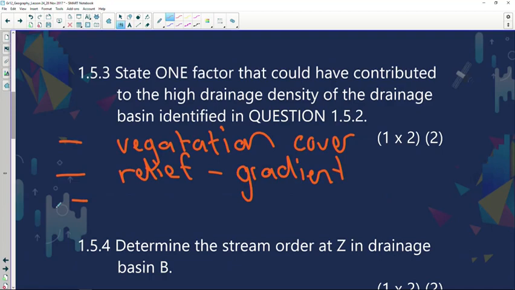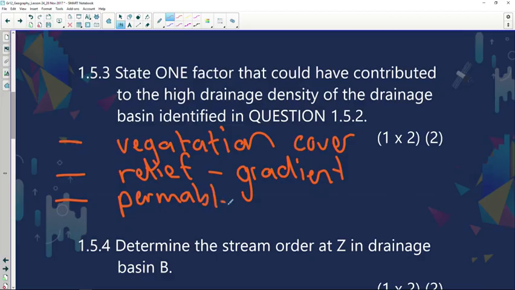and then the permeability of the rock. We did explain in the previous lessons, permeable allows water to infiltrate. Impermeable doesn't allow water to infiltrate. So the chances are that drainage basin A is impermeable because it doesn't allow water to infiltrate. So I'm just going to write there permeable rock. It can be impermeable or permeable.